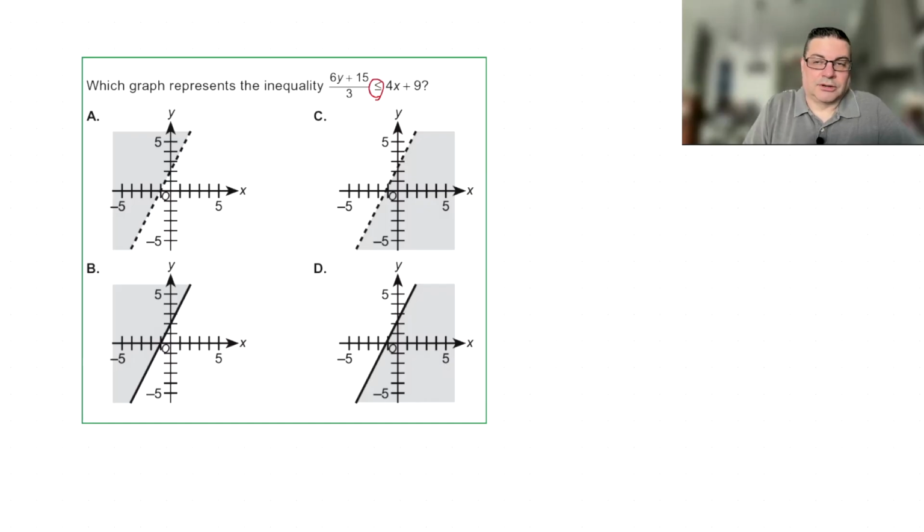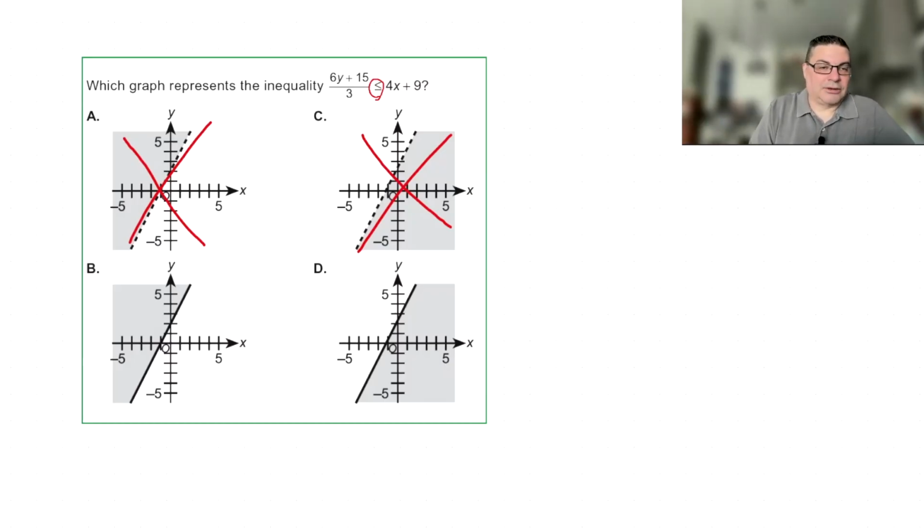Our inequality sign is less than or equal to. So we know that whatever values would fit this inequality, they can include the points on the line itself, which means we represent that with a solid line instead of a dotted line. So we know that it can't be A or C because those have a dotted line instead of a solid line. It has to be either B or D. Now notice the difference between B and D. On B, the shaded region is above the line. On D, the shaded region is below the line.